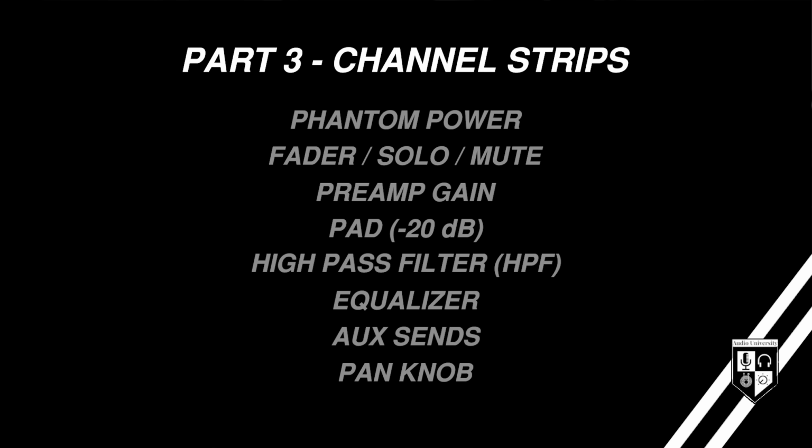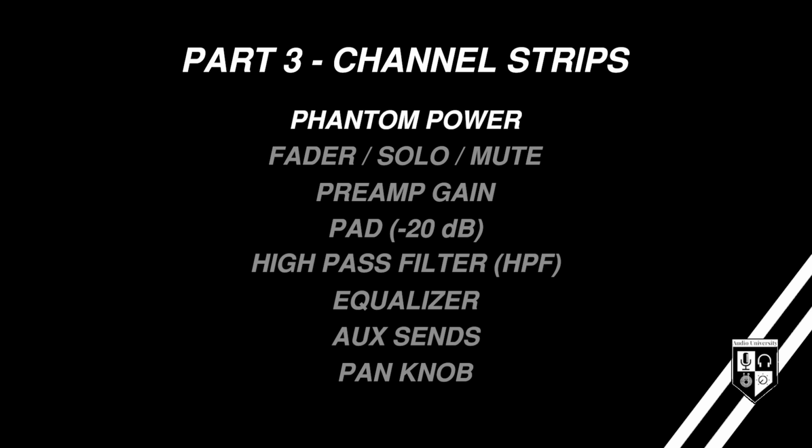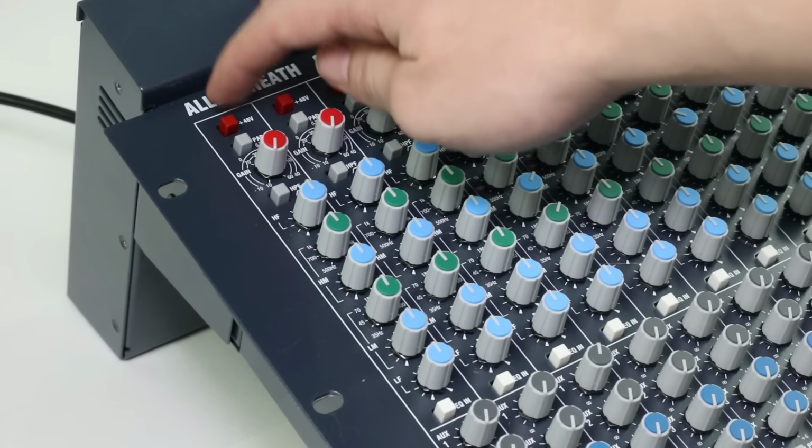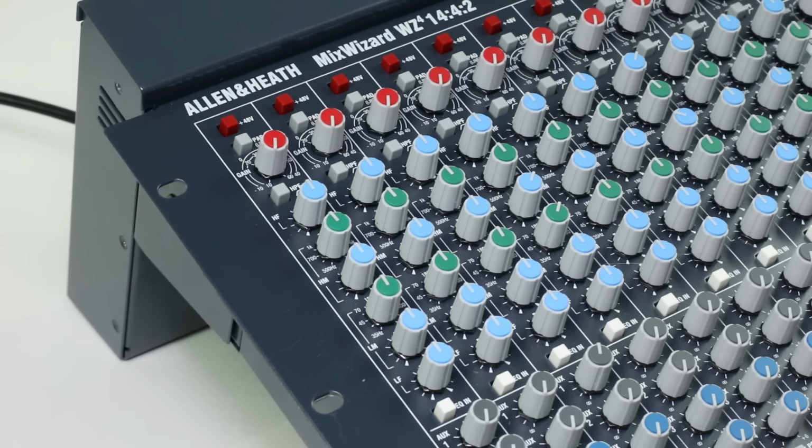Let's go through a channel strip from top to bottom to see what type of control this mixer offers us on each individual input signal. At the top of each channel strip, you may see a phantom power switch. Some microphones, such as condenser mics, require external power to function. The microphone I've plugged into channel 1 is a dynamic microphone which doesn't require phantom power.